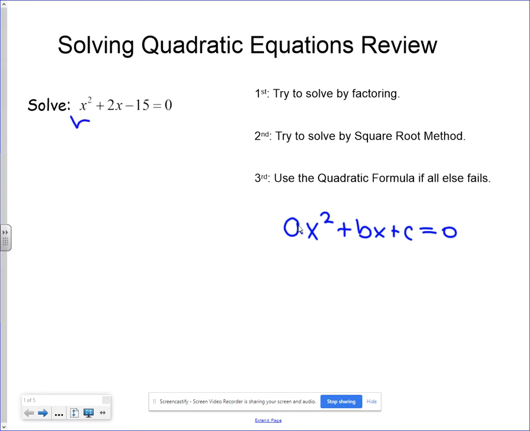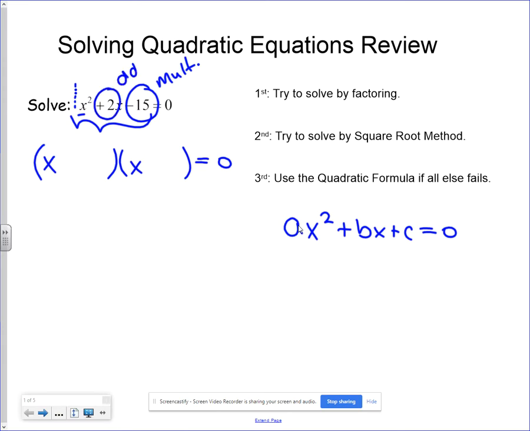So we want to know, can I factor this? Well, it is a quadratic and it's a trinomial. And what's nice about it, it has a leading coefficient of 1. So let's see if it can be factored. Since it has a leading coefficient of 1, we're going to put x and x down. X times x gives you x squared. Now I'm going to look at the last number. I'm going to look at factors of negative 15. I'm looking for factors of negative 15 that add to be the middle number.